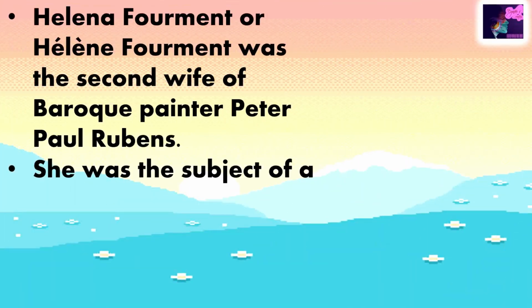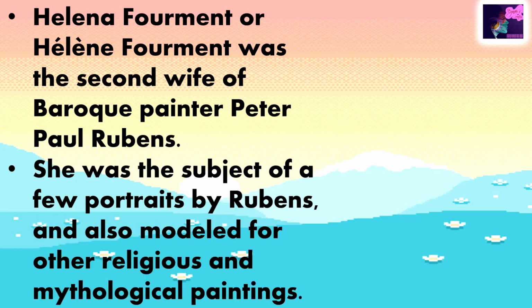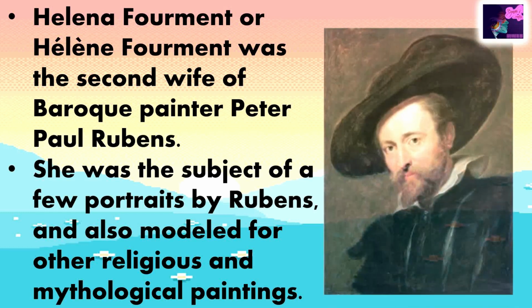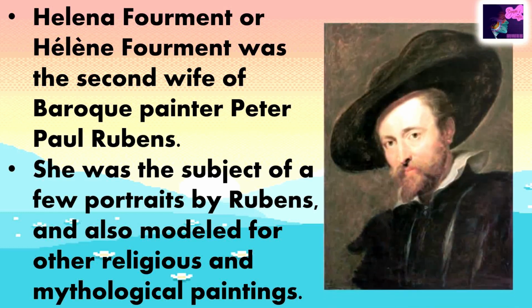Helena Fourment, or Hélène Fourment, was the second wife of Baroque painter Peter Paul Rubens. She was the subject of a few portraits by Rubens and also modeled for his religious and mythological paintings. So this is Peter Paul Rubens.